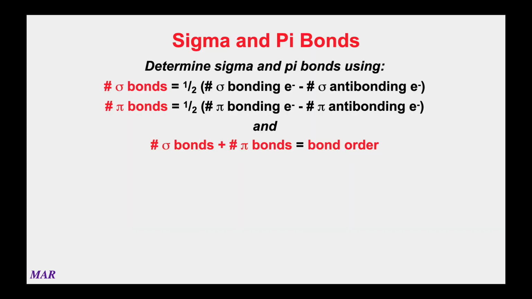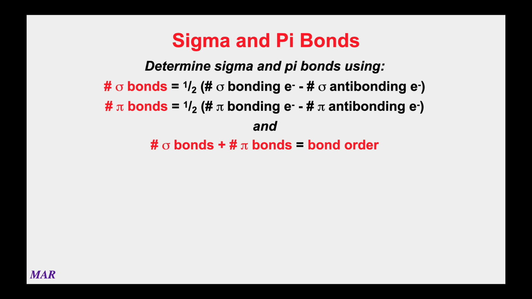You can also determine the number of sigma and pi bonds in a molecule using molecular orbital theory. When you're talking about sigma and pi bonds, you must focus on the sigma orbitals versus the pi orbitals, and you don't mix them together. And also, just like we saw in Chapter 7, number of sigma bonds plus number of pi bonds equals the bond order.